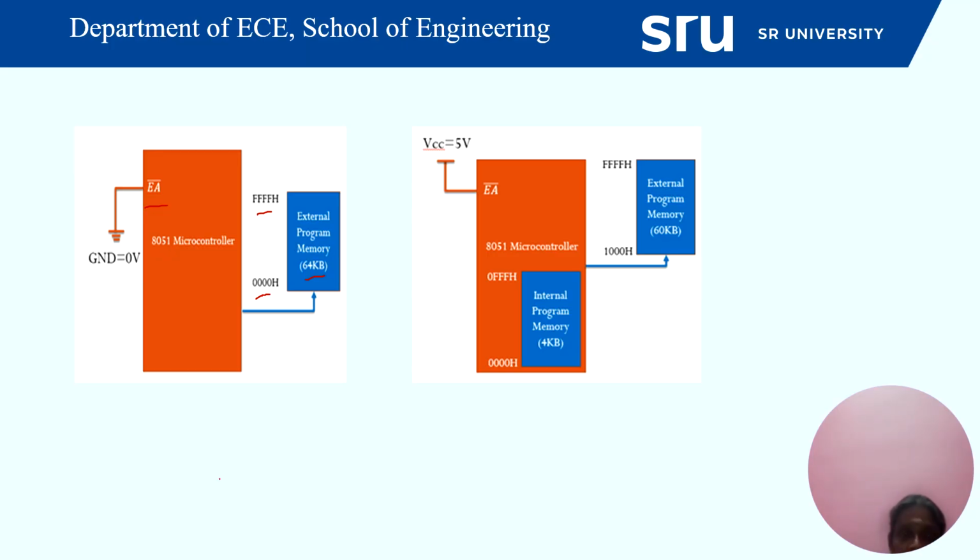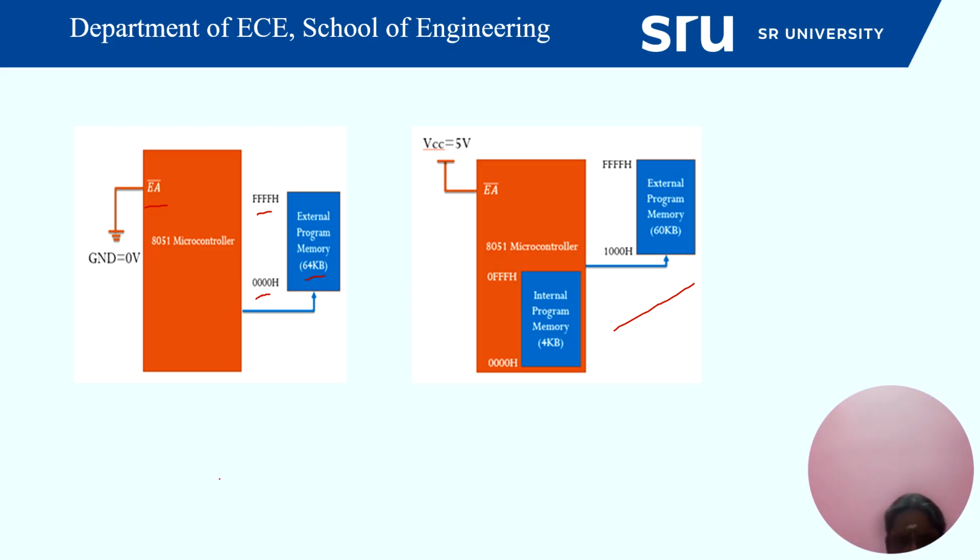And when EA bar equal to 1, it should be connected to VCC, vice versa. It is 0 for ground and VCC equal to 5 volt is connected to the EA bar. In this case, we can use both internal memory as well as external memory. But when EA bar equal to 0, we can use external ROM only.